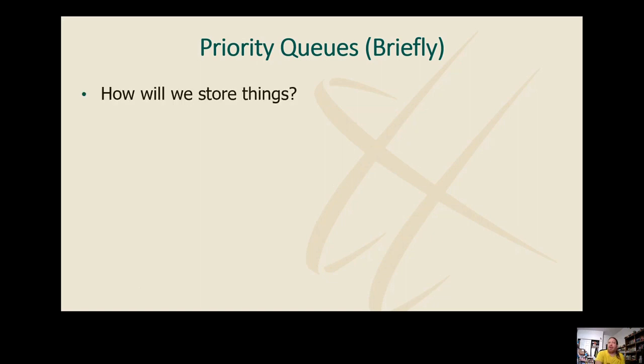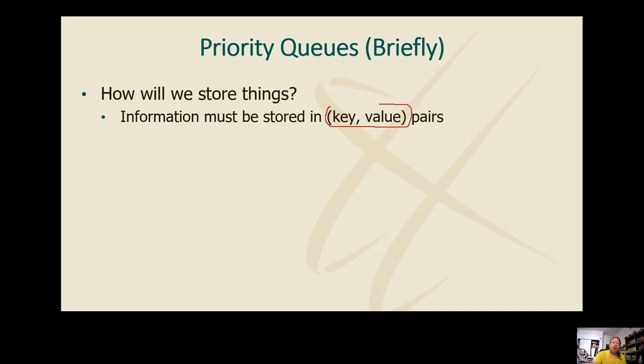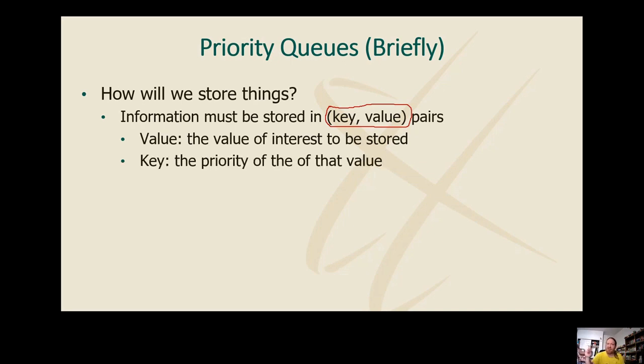So how do we store things? How do we store things in a priority queue? Well, information is going to be stored in a key value pair. In a language like Python, where you can absolutely express it like this, a tuple, an ordered pair is probably the right way to go. But they're stored associated with each other, immutably associated, where the value is the value of interest and the key is the priority of that value.